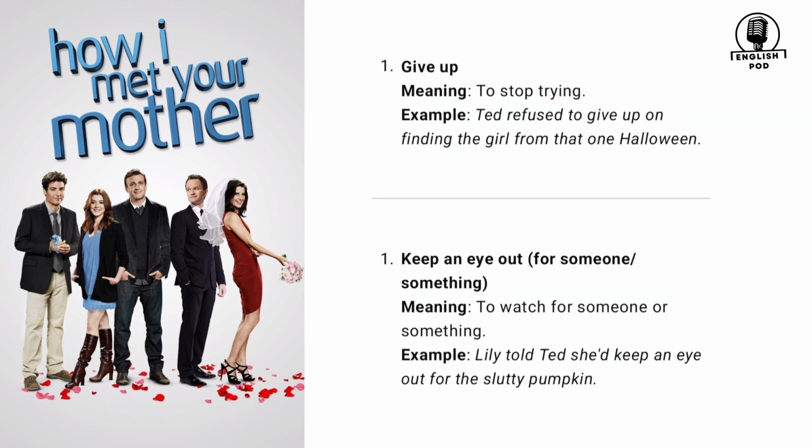This one is give up. In this case, Ted refuses to give up on finding the slutty pumpkin. He's determined. He's got his mindset on it. So give up, pretty straightforward, meaning to stop trying. But what does it really tell us about determination when we say somebody gave up or somebody refused to give up? Well, I think it only has meaning in the face of some kind of obstacle.